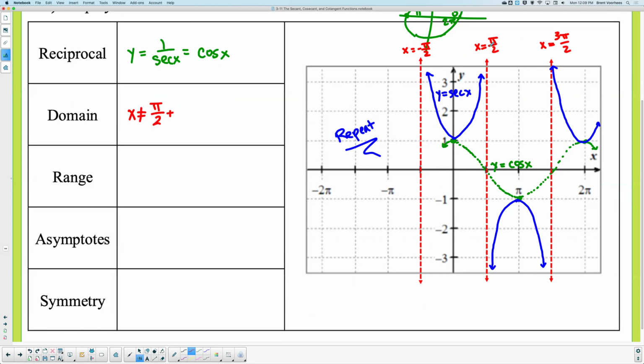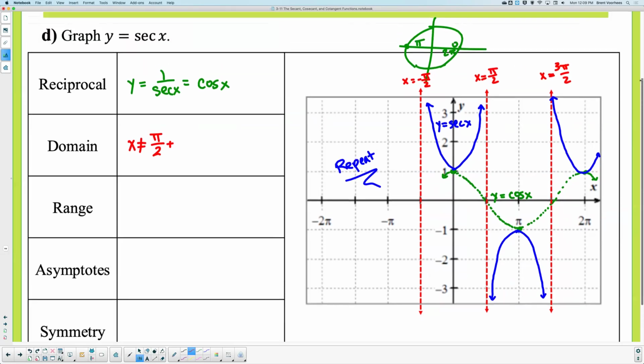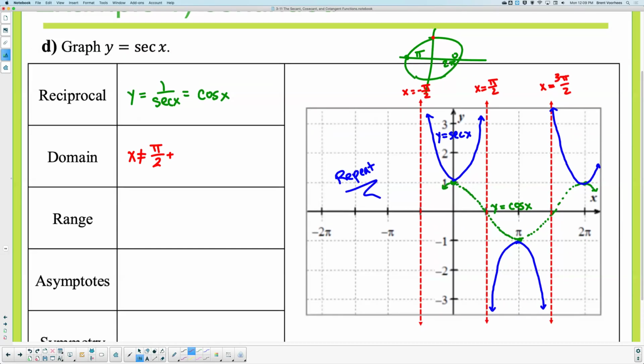Now, how far apart are each of those spread out? Let's think of it this way. Pi over 2 is here. 3 pi over 2 is here. That's half a circle. How much is half a circle in terms of radians? It's pi. So it'd be pi k apart. So the domain is x can be any real except those, where k is any integer. Those are the spots where the domain will not exist.